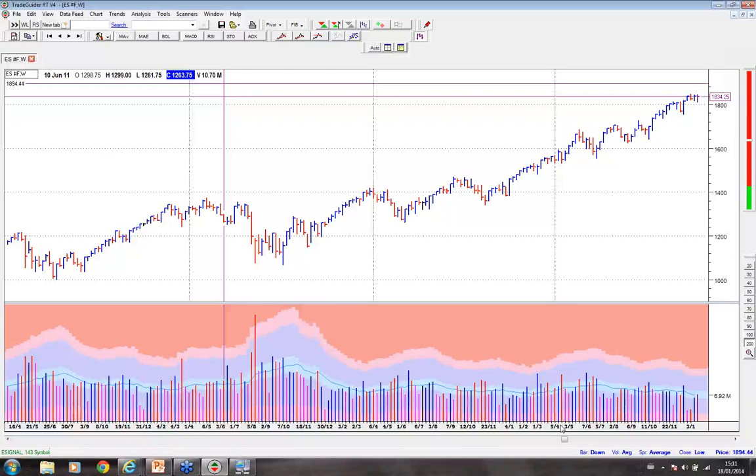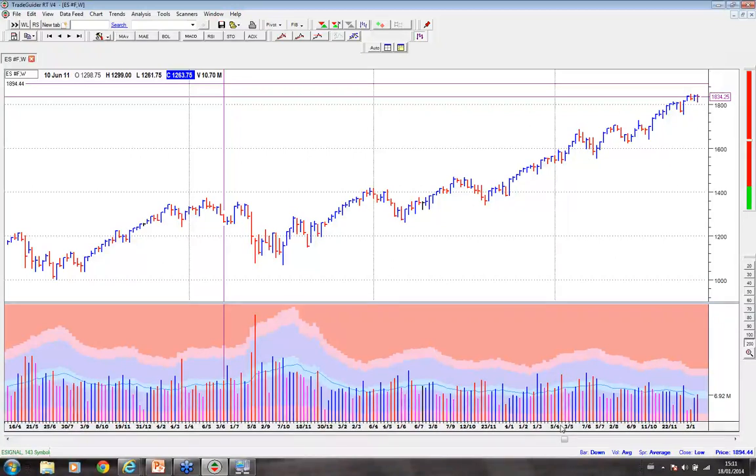Let me ask the live audience here. Where do you see the very high volume? And again, look at it. Is it on a down bar? And a down bar, remember, is a price bar that has closed lower than the close of the previous bar. Where do you notice the very unusual volume? And let me ask you again, do you notice it on a down bar or an up bar?